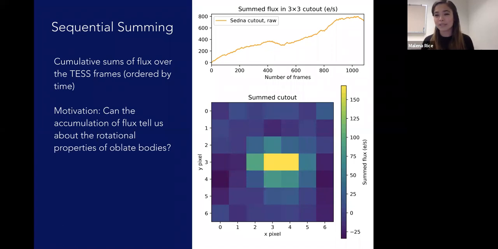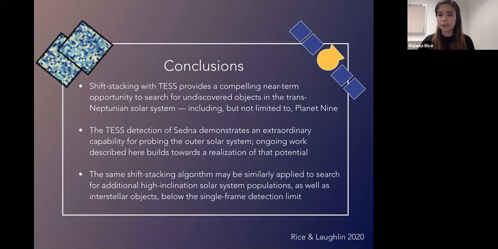But for more oblate objects, this could be really interesting to better understand the shape distribution of these objects, including for known objects potentially, but also for these objects that we're searching for that have not yet been discovered. So I will leave you with my conclusions. Thank you again all for being here, and I'm excited to chat more about this.